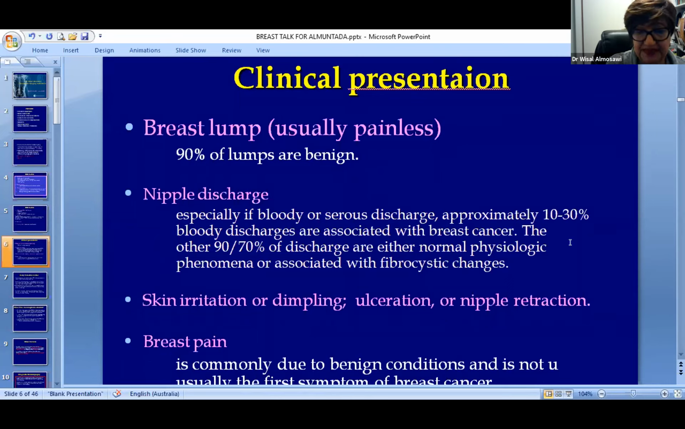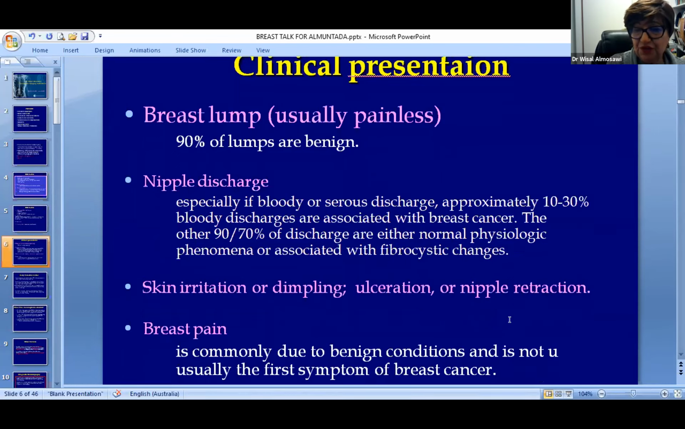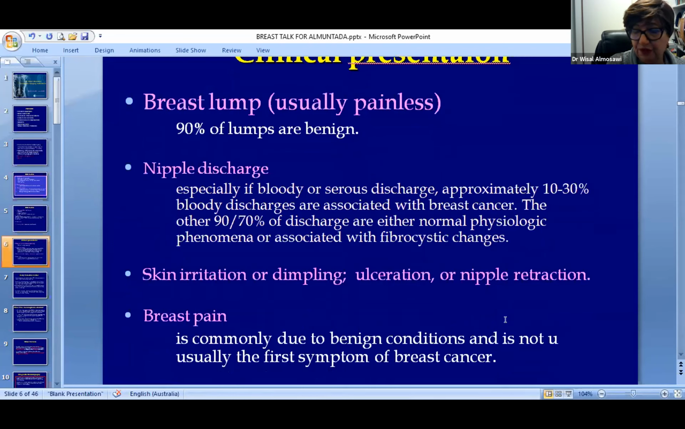Approximately 10 to 30% of bloody discharges are associated with breast cancer. The other 70 to 90% of discharges could be normal physiological phenomena or associated with fibrocystic changes. Sometimes a patient presents with just skin dimpling, or sometimes ulceration and nipple retraction. If the tumor grows fast enough to invade through the skin, we'll see ulceration and skin irritation.